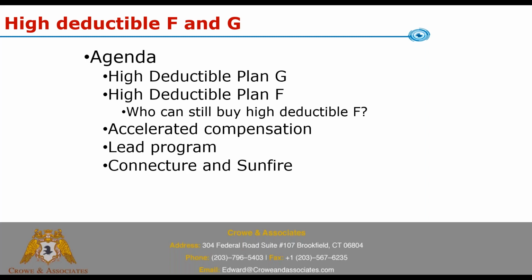So our agenda for today, and again, for those who are joining now, this webinar is recorded, and it'll only run 15 or 20 minutes. We're going to talk about high deductible plan G, and a little bit about high deductible plan F. You still can sell that, believe it or not, to certain people. We have an accelerated compensation contract for plan F and G. You'll see why that's important in a bit. And at the very end, I'm just going to mention our lead program, Connector, Sunfire, my Medicare bot, and some of the other things that we offer. For those joining, if you have questions, just send them into the question section, and I will try to answer them at the end.